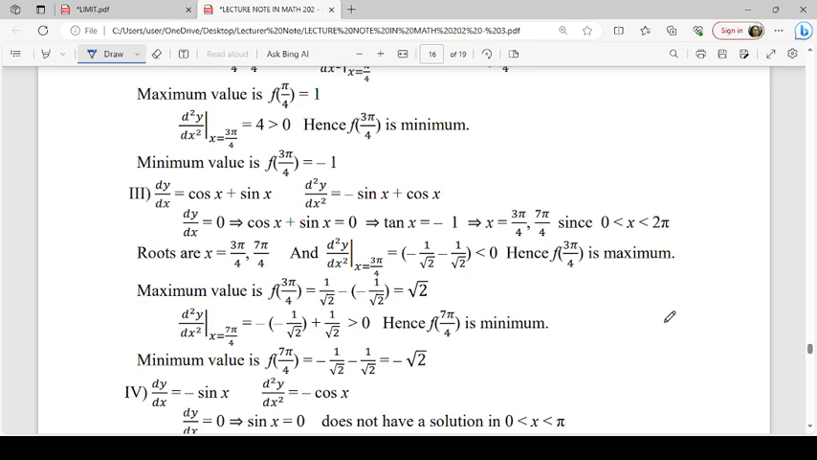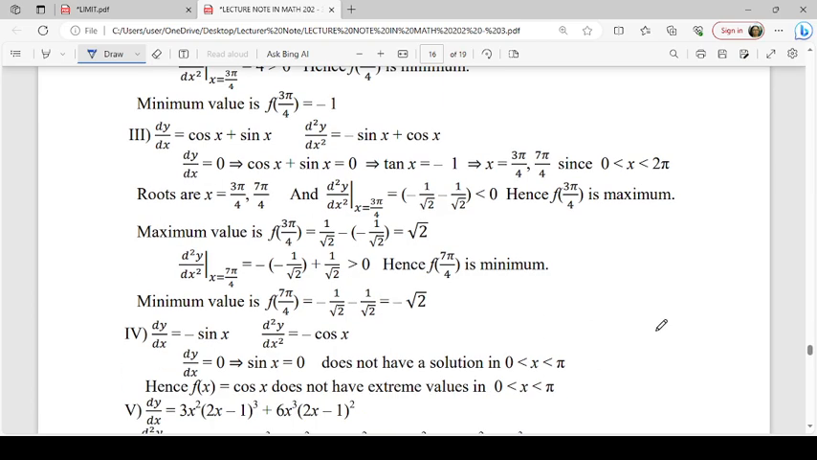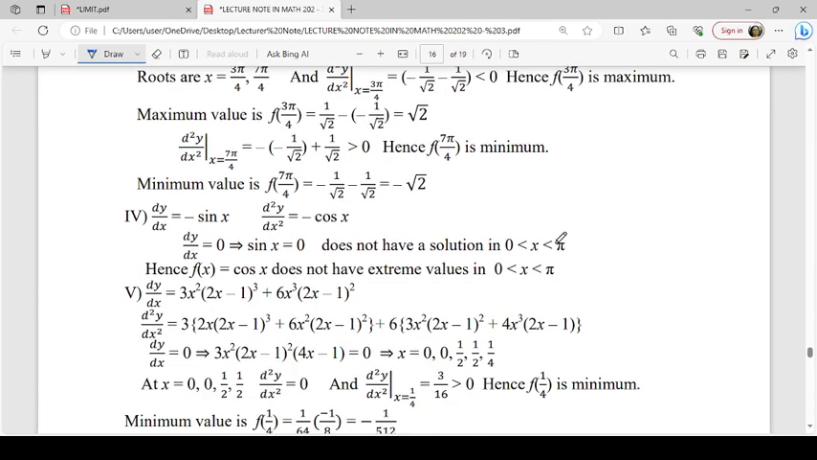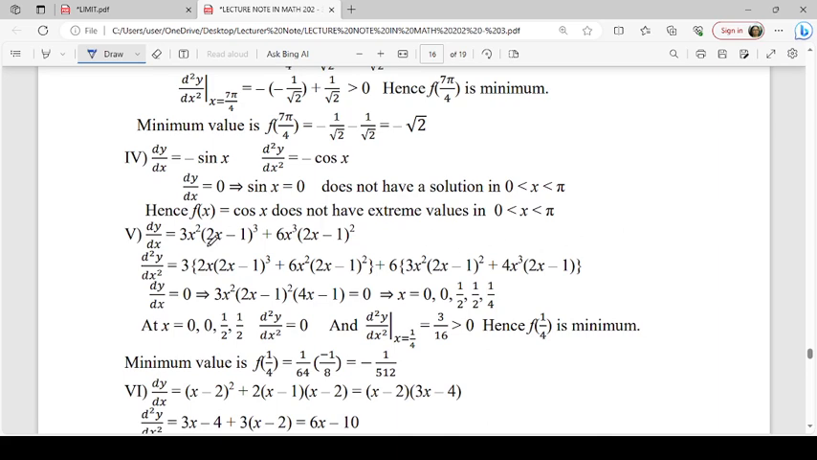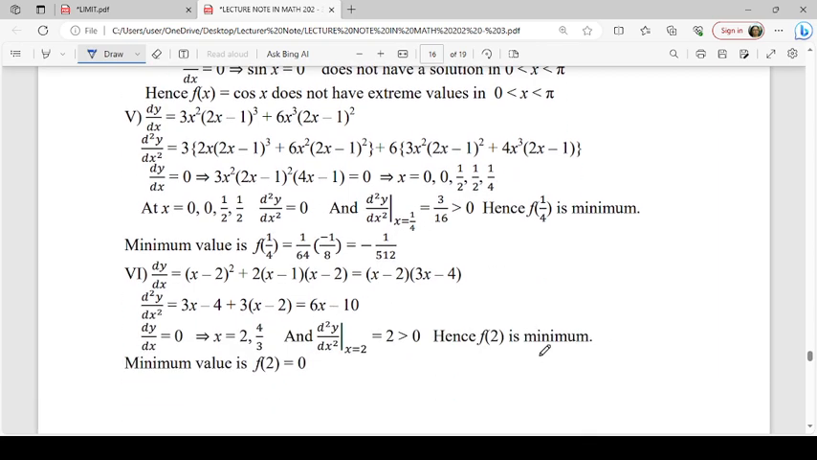Y is equal to sin x plus cos x. So these are these values. Then dy/dx is minus sin x minus cos x. So d2y/dx2, the many values are here. 5, because it is fifth degree, x square cube, fifth degree. So these are the values. So 2 zeros, 2 half, and 1 4. So we are testing it.